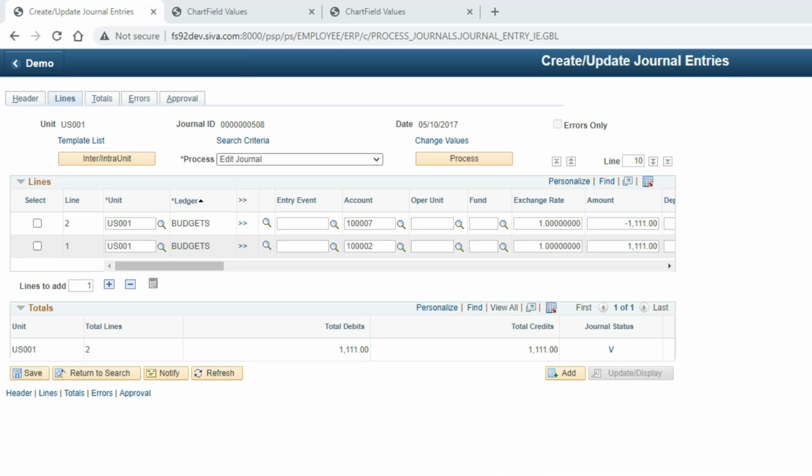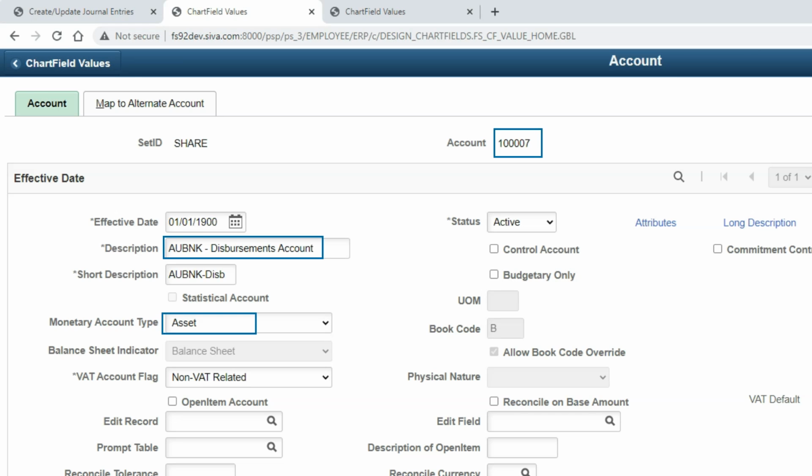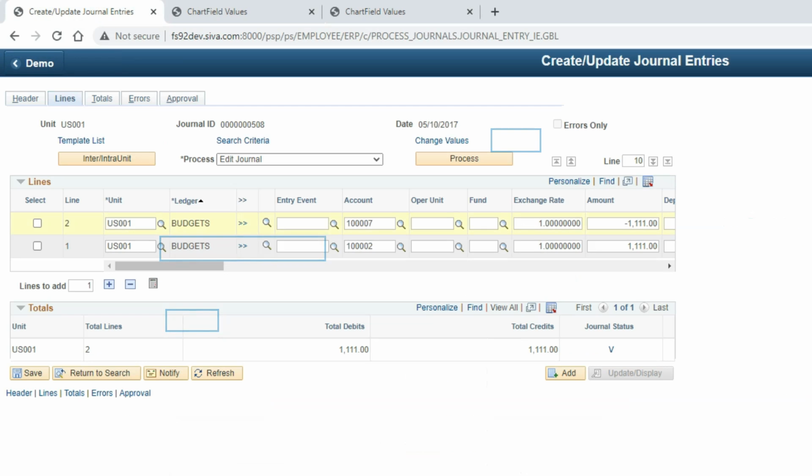Take a close look at this journal. This is one of the existing journals in our PeopleSoft demo environment. Both of the accounts used in this journal are asset accounts. To be precise, they are bank accounts holding cash. In this journal, they are transferring amount from one account to another, almost close to how we exchanged the asset cash with the asset truck.